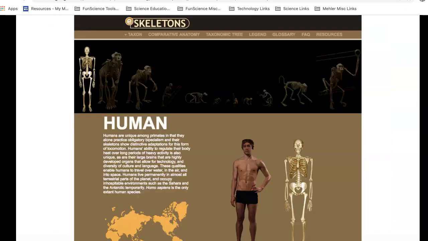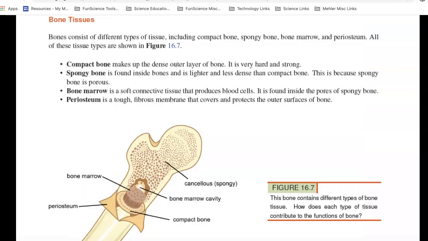There's also a wonderful site called eSkeletons, and what this allows you to do is examine and compare different types of skeletons. Comparative anatomy is a big thing in biology. This particular site, if you're interested, I just offer as an option. You don't have to join this or learn this one, but this is eSkeletons.